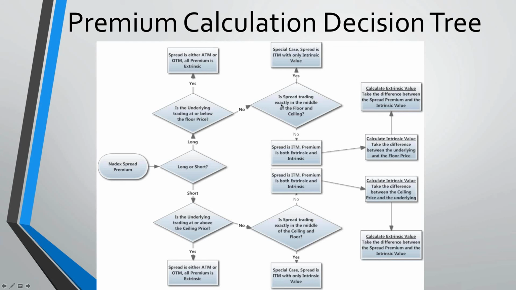Otherwise it's no. All right, is the spread trading exactly in the middle of the floor and the ceiling? Yes, this is a special case. The spread is in the money with only intrinsic value. Why? It's at that null point. However, if we say no to that, the spread is in the money, and the premium is both extrinsic and intrinsic. So we can then calculate the intrinsic value and the extrinsic value.